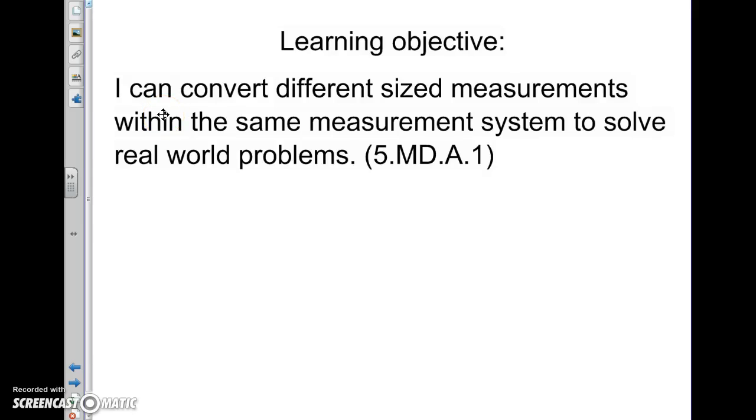Our learning objective today: I can convert different sized measurements within the same measurement system to solve real-world problems. Fifth grade standard, Measurement and Data A1.